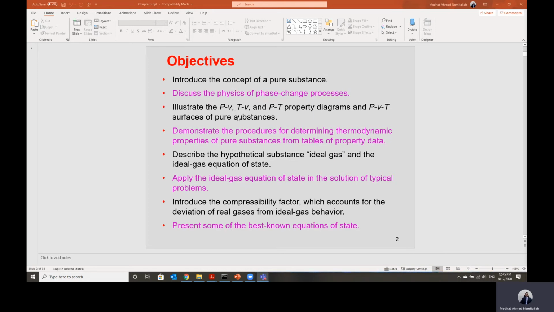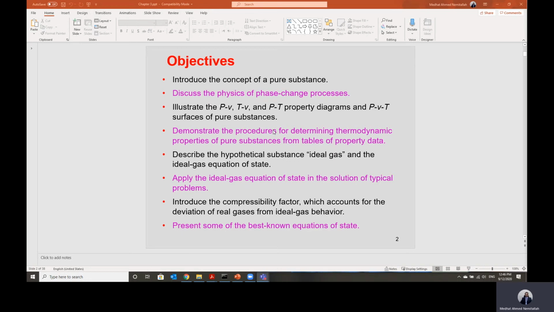We represent this process on the PV diagram, on the TV diagram, and also on the pressure-temperature diagram. PV is the pressure-specific volume, TV is the temperature-specific volume, and PT is the pressure-temperature diagram. Then inshallah we'll represent the whole process on the 3D surface PVT diagram for the phase change process. Inshallah we'll be mainly focusing on water, the phase change of water to generate steam.